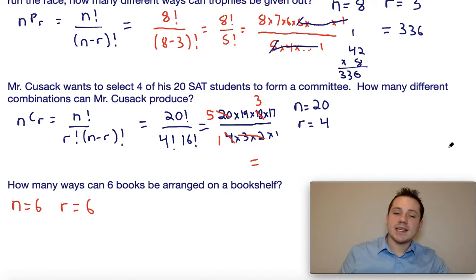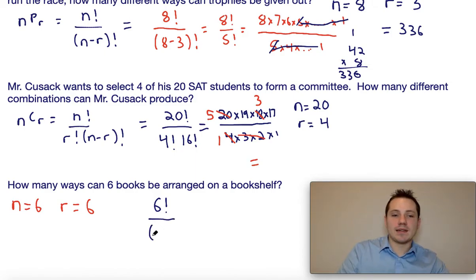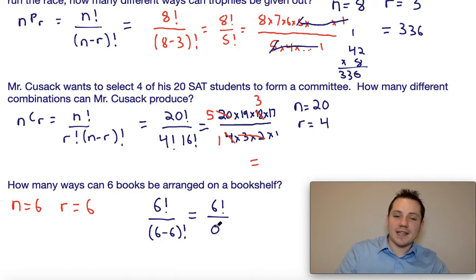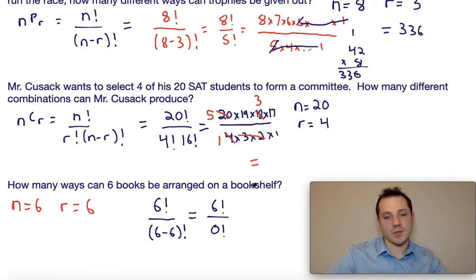So what's going to happen here is we're going to have n factorial, which is 6 factorial, over n minus r factorial. So that's going to be 6 minus 6 factorial. Well, this is kind of weird. So we have 0 factorial. Well, what is 0 factorial? Well, it just so happens that 0 factorial is 1. And it seems kind of weird, 0 times something ends up giving you 1. For now, just accept it. For the purpose of the ACT, you don't really need to go into number theory in that respect. So just know that 0 factorial is 1.